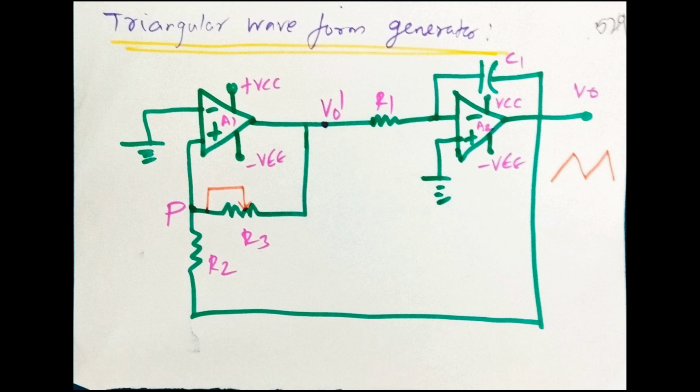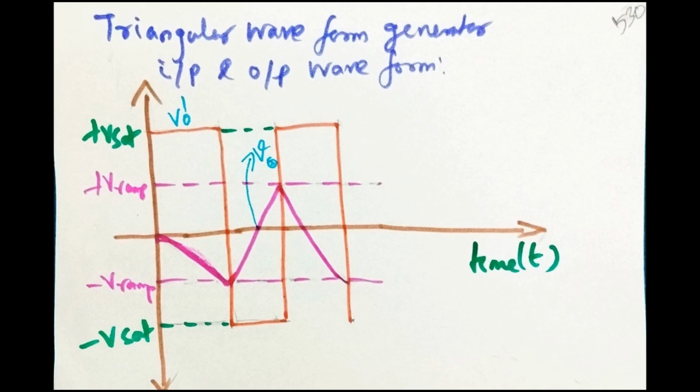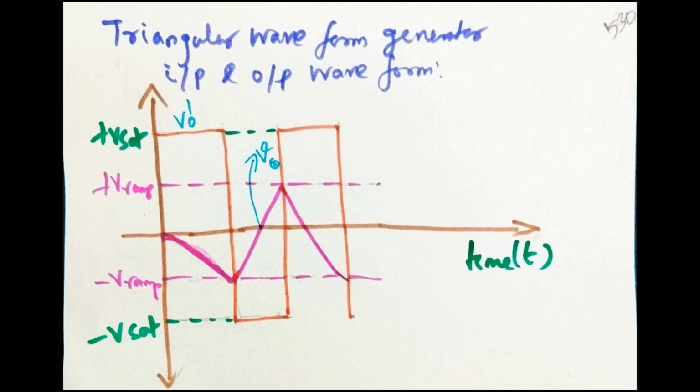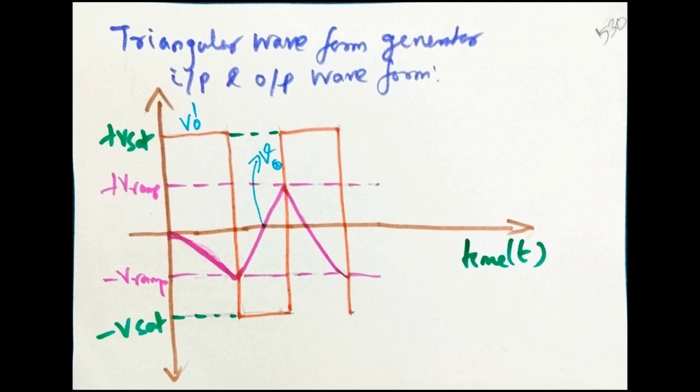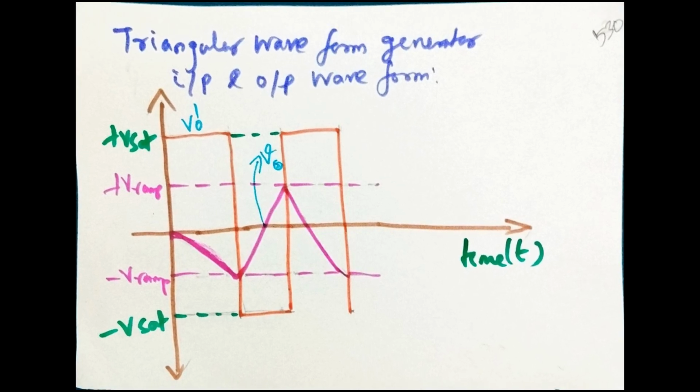A capacitor is connected in the feedback position. V0 is the output. We obtain a triangular waveform generator output. We obtain a triangular waveform. The input and output waveforms of the triangular waveform generator are shown in the figure.